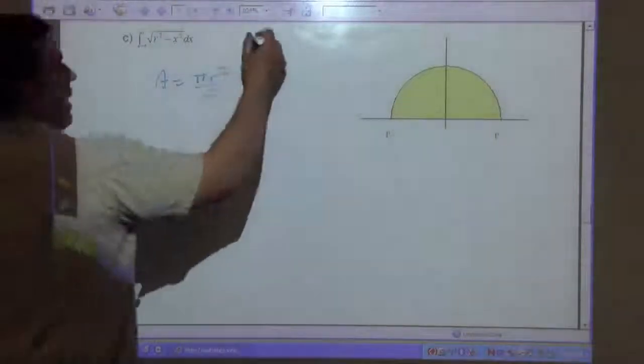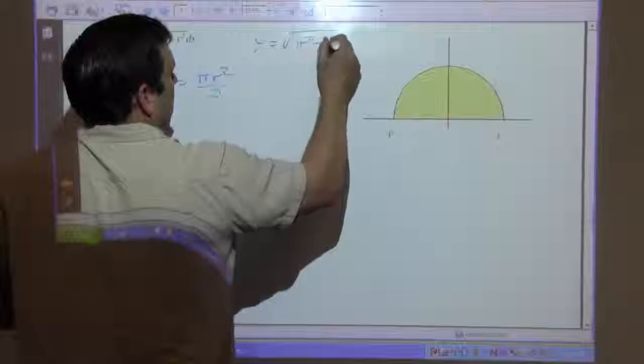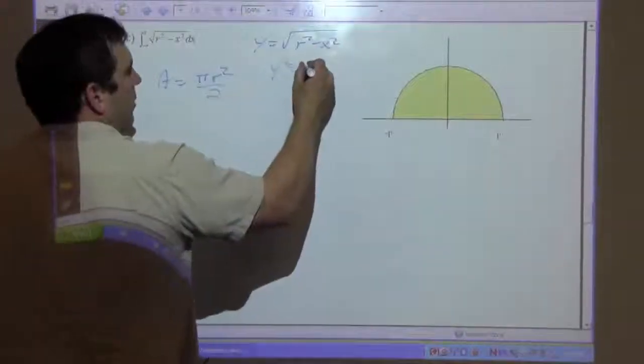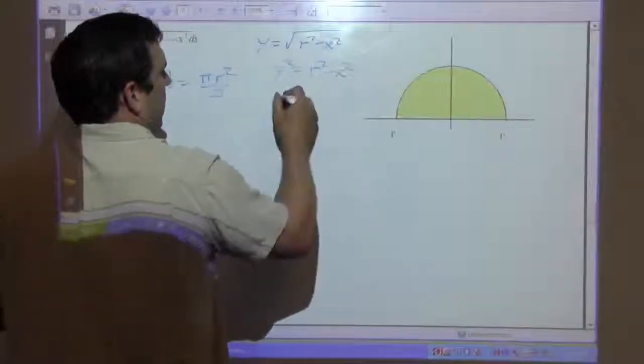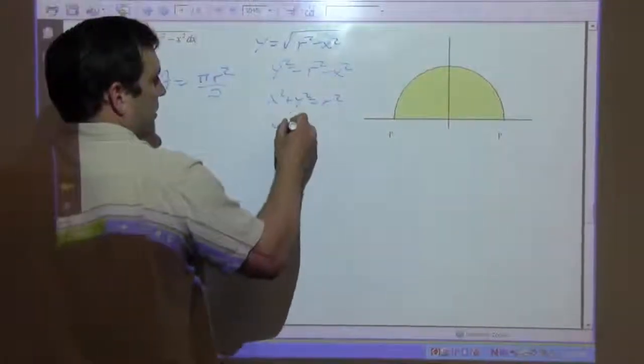So if you need to see it this way, think of y equals the square root of r squared minus x squared. So y squared equals r squared minus x squared. x squared plus y squared equals r squared is the equation of a circle.